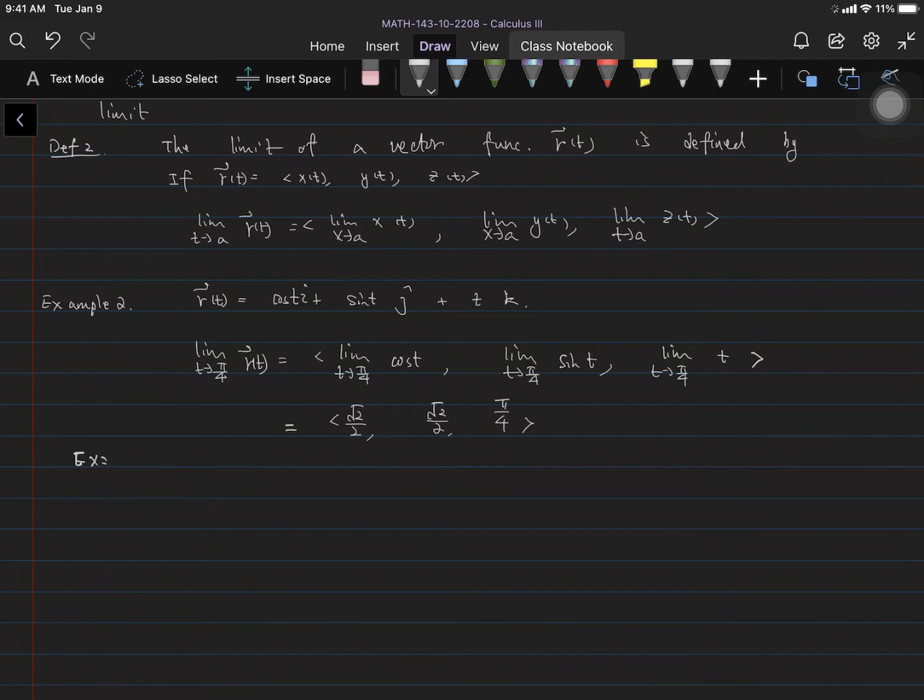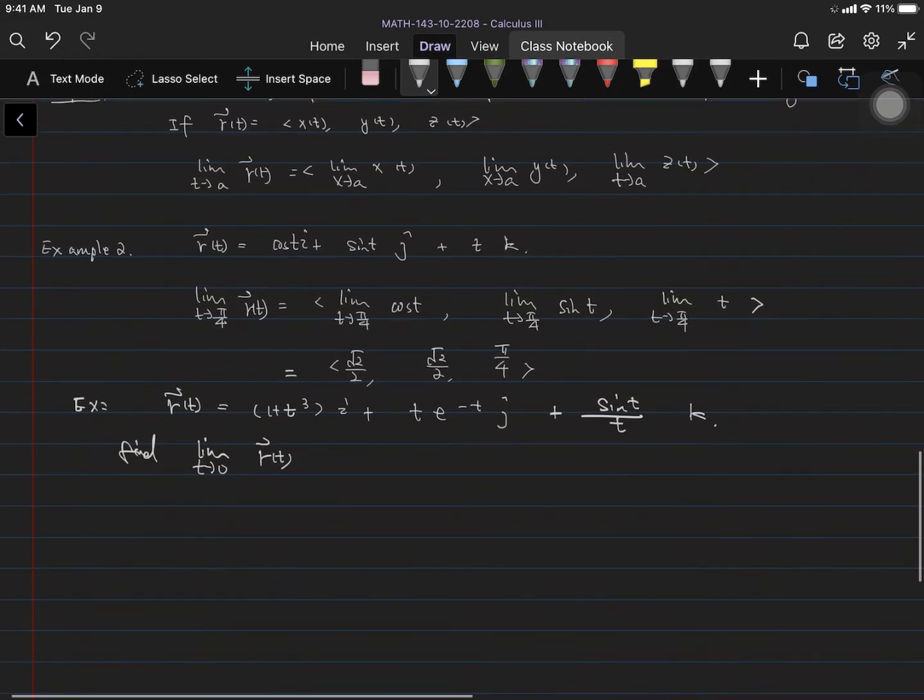Let's take a look at this one. If r(t) is given by (1 plus t cubed) i, t e to the negative t j, (sine t over t) k. Okay, we are going to find the limit as t goes to 0 of r(t). I'm going to give the solution here. The only thing I need to say is about the third term, sine t over t. This is a commonly used limit. This goes to 1. Or you can use L'Hopital's rule.